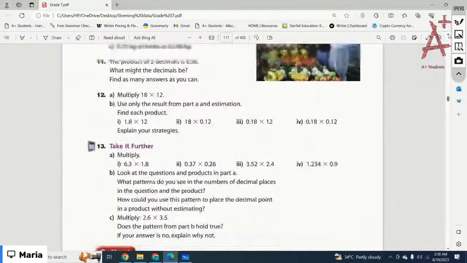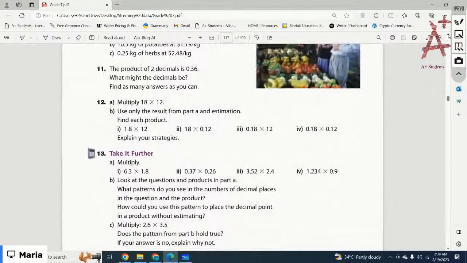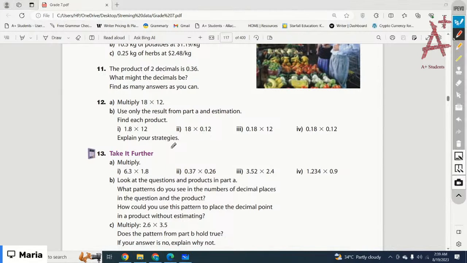Okay, let's just start with question number 11. The product of two decimals is 0.36. What might the decimals be? Find as many answers as you can. So you can just find any numbers whose product is 0.36. They can be 0.9 times 0.4, 0.6 times 0.6, right?